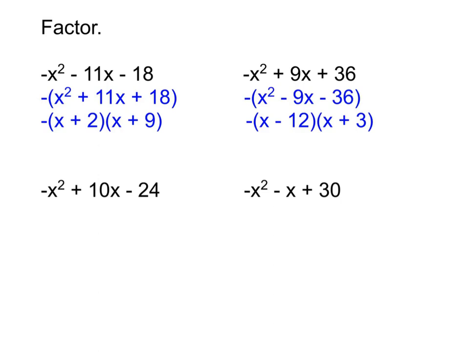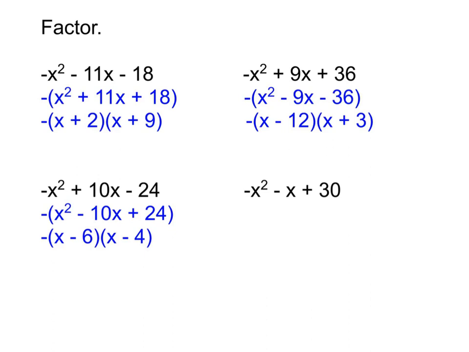Now to the bottom left problem. In this one, once again, I have a negative x squared. Therefore, I start by factoring out the negative. Once I've done that, I'm going to say what two numbers add to a negative 10 and multiply to a positive 24. That ends up being a negative 6 and a negative 4, and that one is now done.